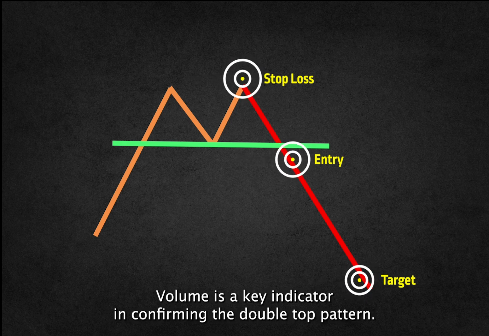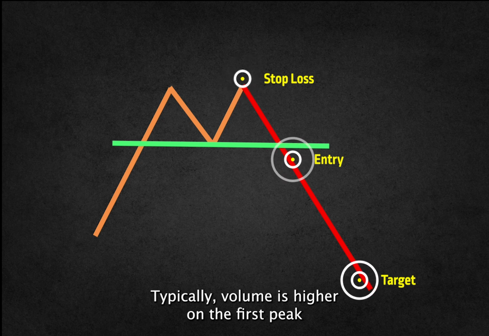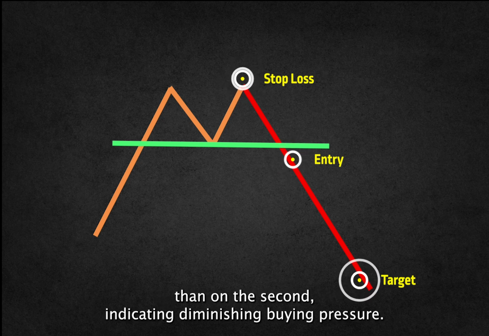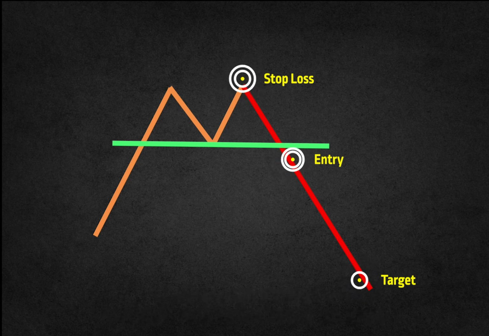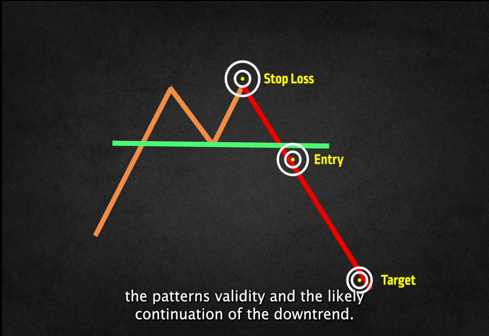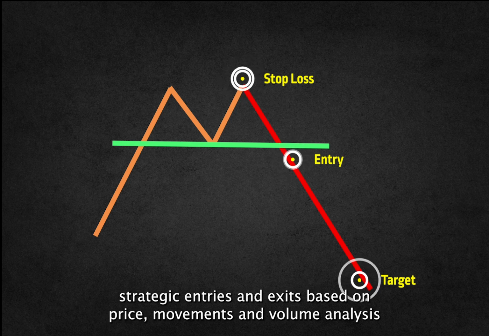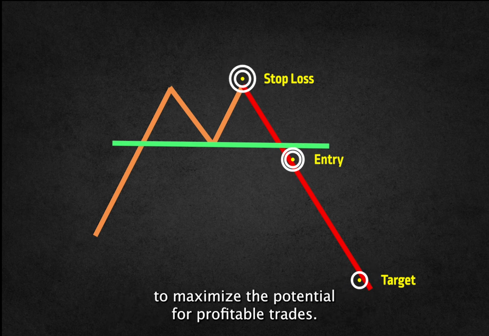Volume is a key indicator in confirming the double top pattern. Typically, volume is higher on the first peak than on the second, indicating diminishing buying pressure. A further increase in volume on the breakout below the support confirms the pattern's validity and the likely continuation of the downtrend. This approach to trading the double top pattern utilizes strategic entries and exits based on price movements and volume analysis to maximize the potential for profitable trades.